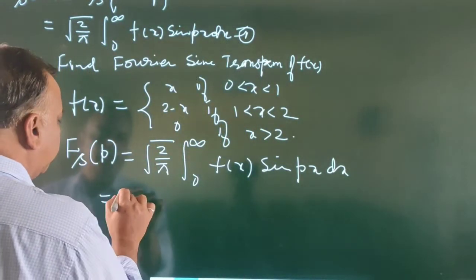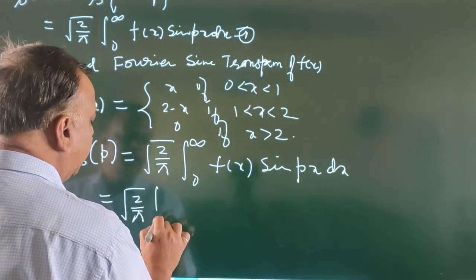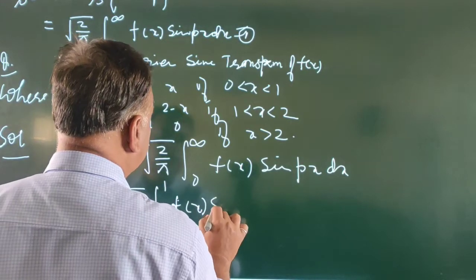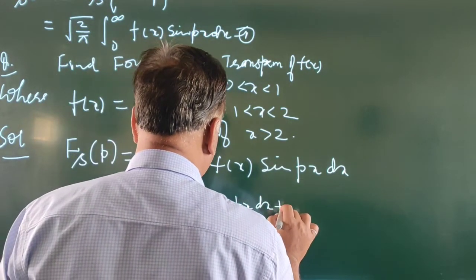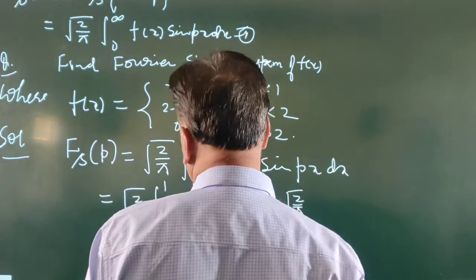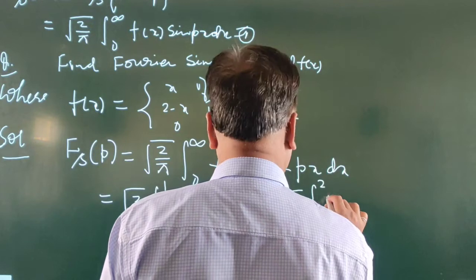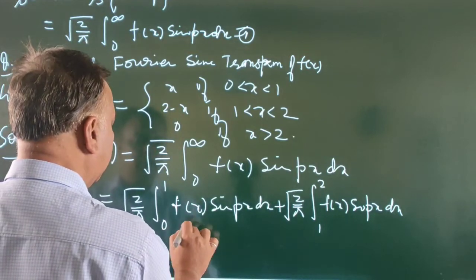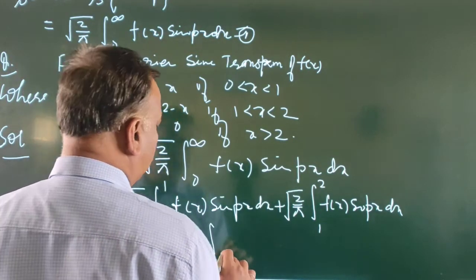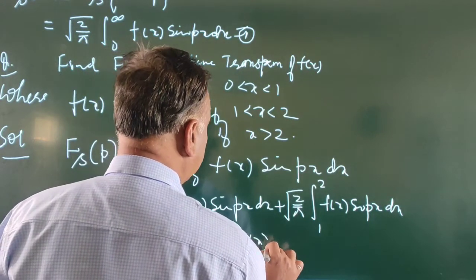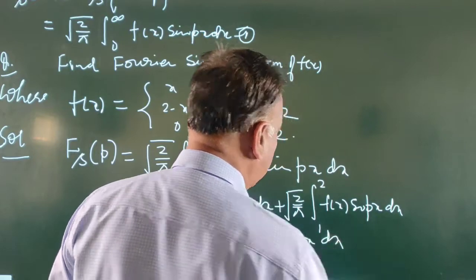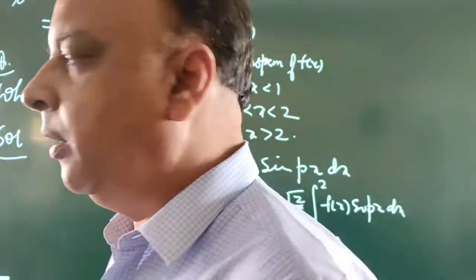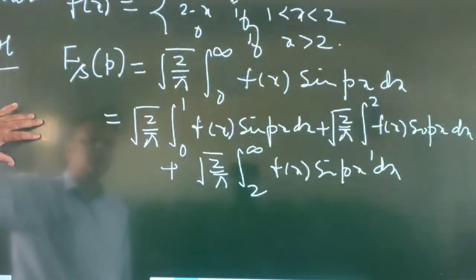So this is equal to root 2 upon pi integral 0 to 1 f(x) sin(px) dx, plus root 2 upon pi integral 1 to 2 f(x) sin(px) dx, and the third one is root 2 upon pi integral 2 to infinity f(x) sin(px) dx. As the function is defined in the intervals 0 to 1, 1 to 2 and 2 to infinity, we put the values of the function in those intervals.